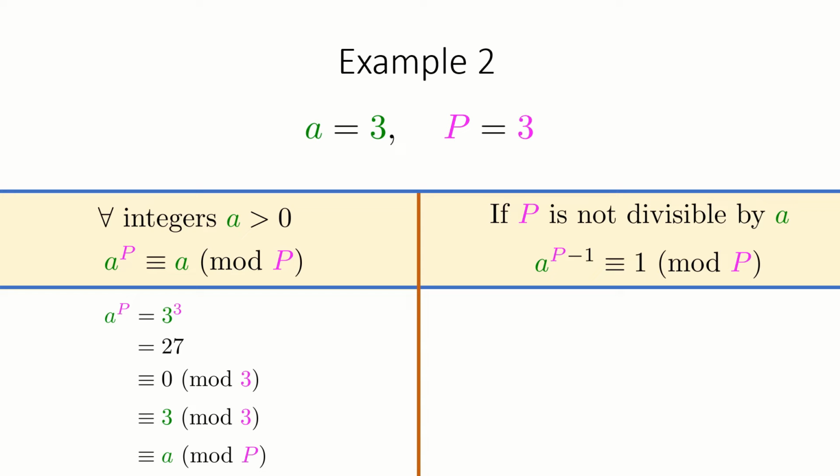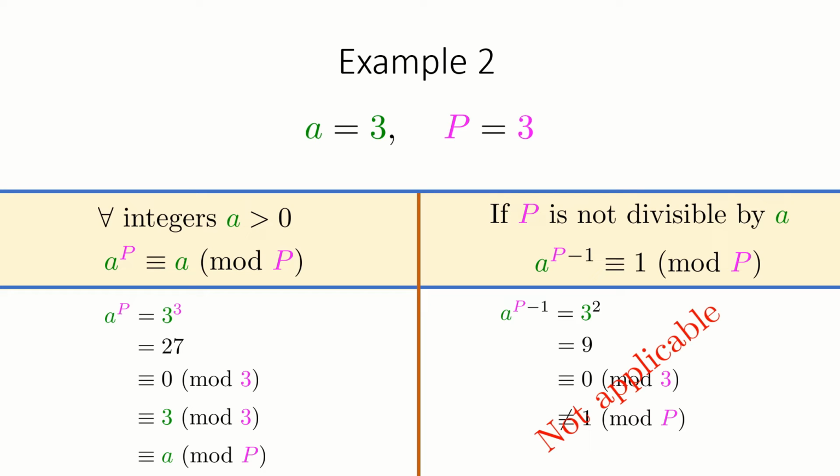Let us try the second variant, although it does not apply to this example. a raised to the power p minus 1 is equal to 3 raised to the power 2, which is equal to 9. 9 is congruent to 0 modulo 3. Is 9 congruent to 1 modulo 3 as well? The answer is no. 9 is congruent to 0, 3, 6, 9 and all multiples of 3, but it is not congruent to 1 modulo 3. You see, the second variant does not hold for this example. It only holds when a is not divisible by p.